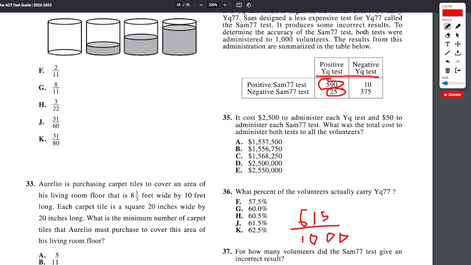You don't even need to do any math. If we divide by 1,000 to convert to a percentage, you'll just take 615 and then put a decimal right there. 36 is J. Alright.